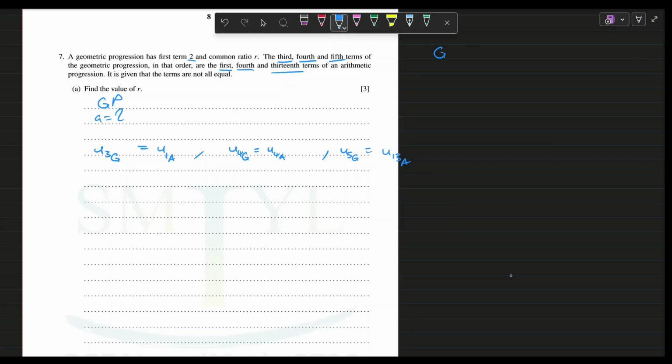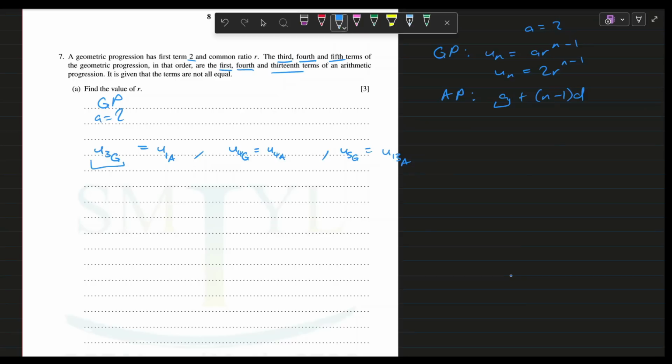So for a GP, remember the formula for nth term is un is equal to ar to the n minus 1. And we know that for a GP, a is equal to 2. So we can just say un in this case is equal to 2r to the n minus 1. And then for an AP, we're looking at a plus n minus 1 d. Be careful, a is not equal to 2 for the AP. We haven't been told what a is for the AP. We're going to have to find that out.